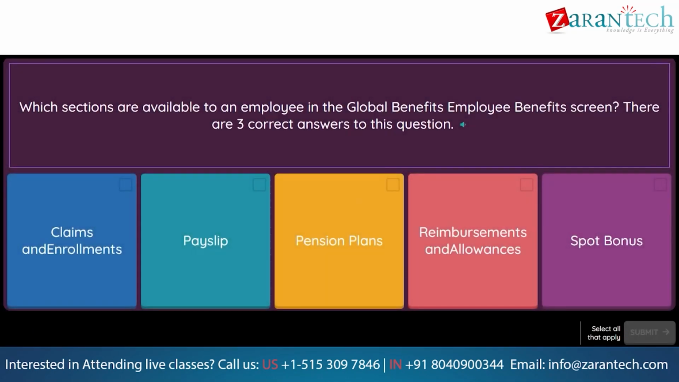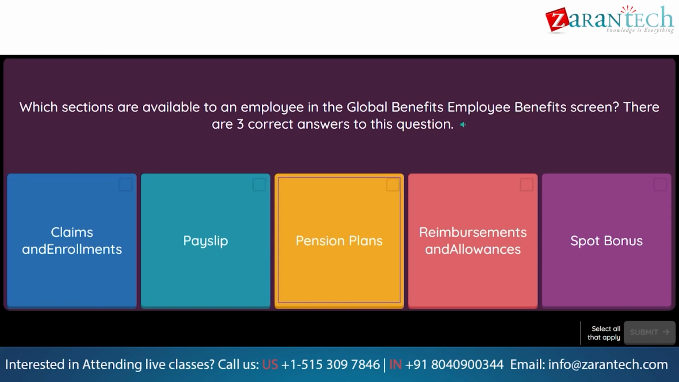Question: which sections are available to an employee in the Global Benefits Employee Benefits screen? There are three correct answers to this question. Option 1: Claims and Enrollments. Option 2: Payslip. Option 3: Pension Plans. Option 4: Reimbursements and Allowances. Option 5: Spot Bonus.